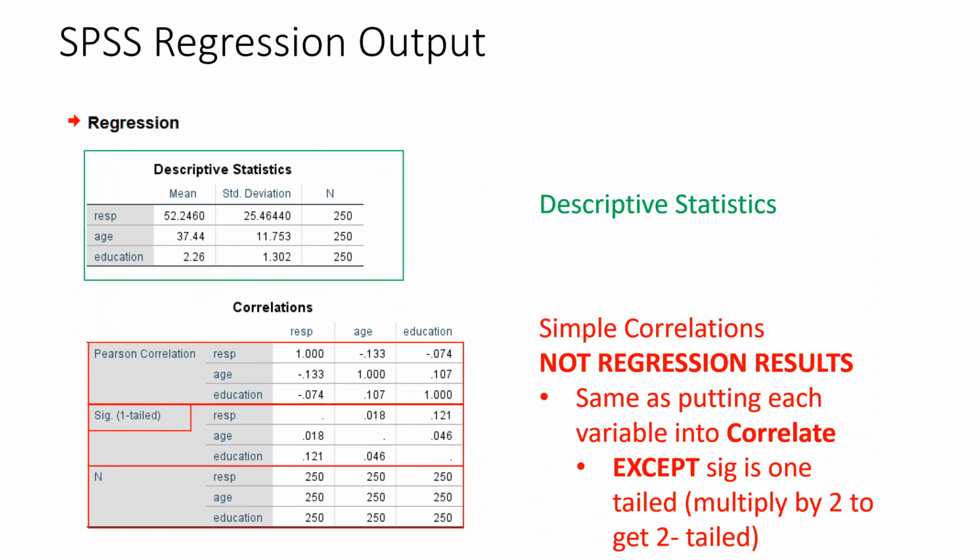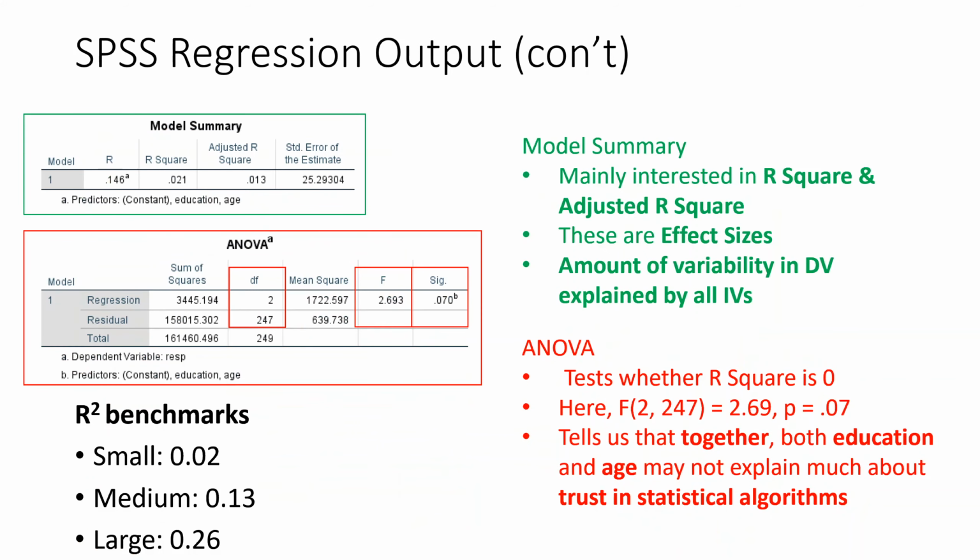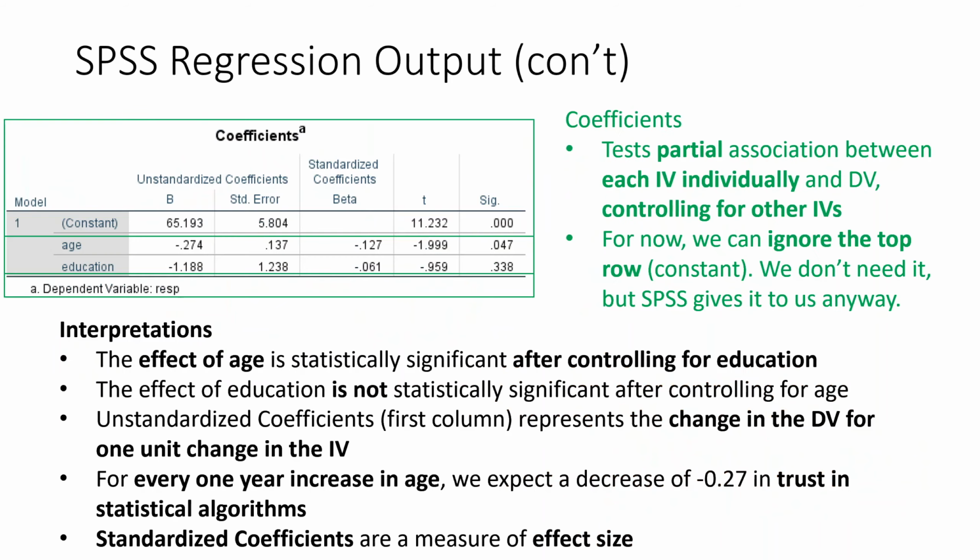And again, this is all here in the slides. Here we have a couple of benchmarks for R squared. A small R squared would be around 0.02, medium 0.13, large 0.26. And again, our regression output, our coefficients table. And then here are just a few more examples of tests of association that may be of interest.